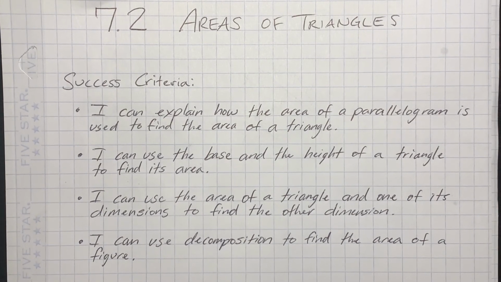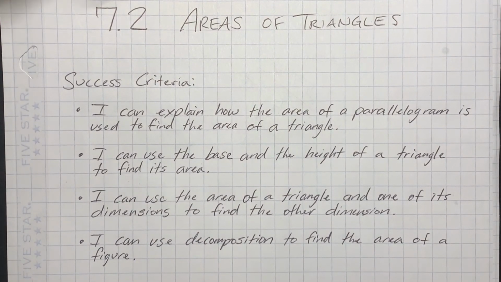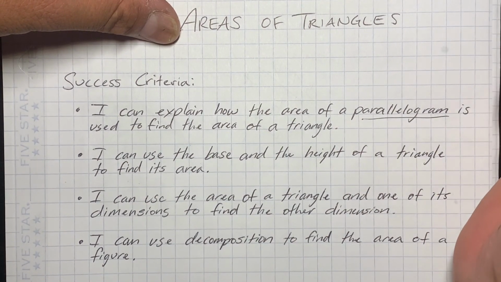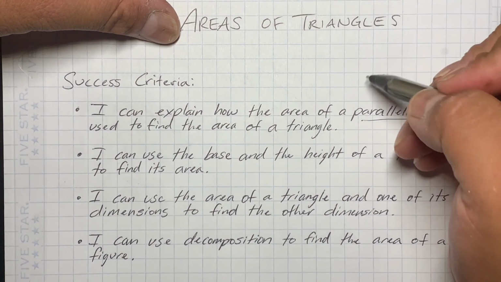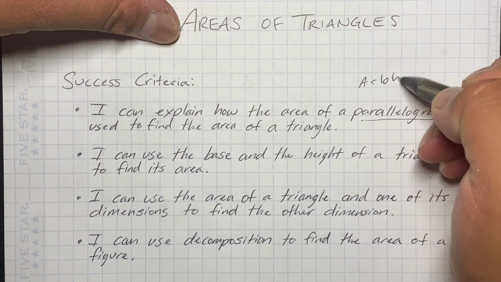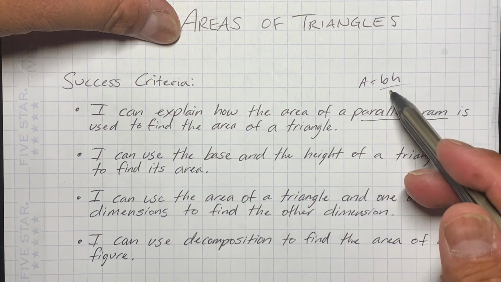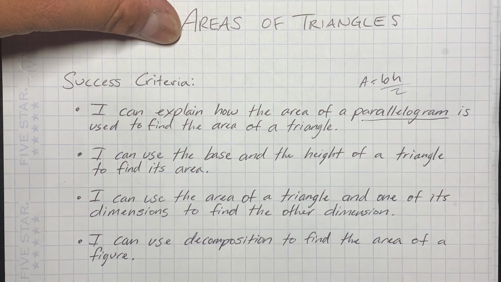For 7.2 areas of triangles, by now you should be able to explain the area of a parallelogram and how to use that to find the area of a triangle. Now a parallelogram has 4 sides, 4 vertices, 4 edges, 1 face. It's 2-dimensional. That is area equals base times height. And of course, to find the area of a triangle, half of a square is a triangle. Okay, so that's your formula for a triangle.